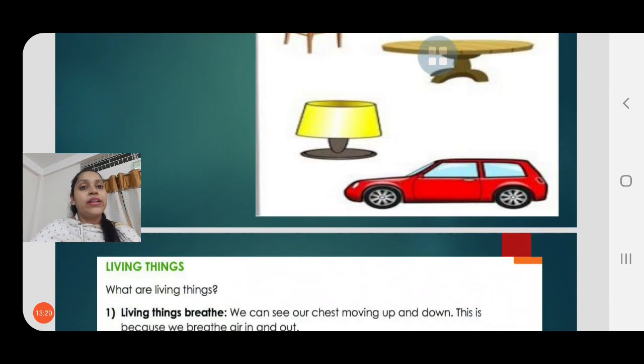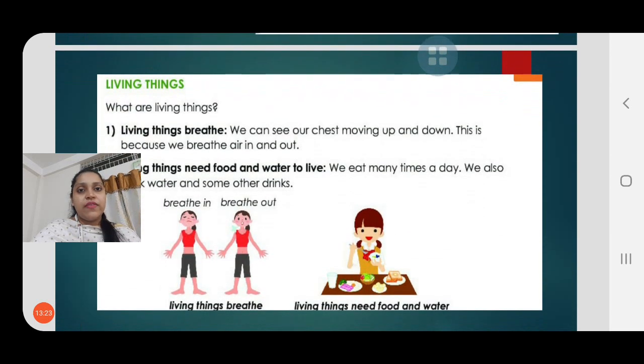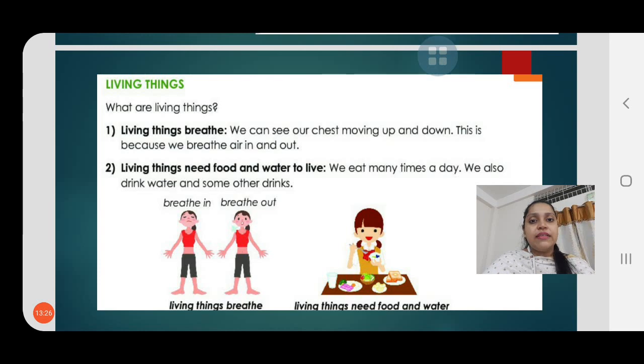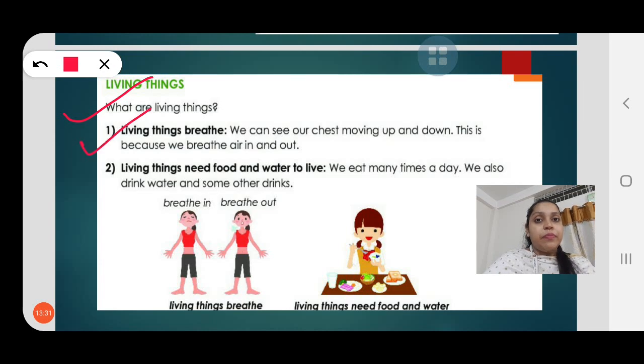Now we'll study what are living and non-living things. Okay, children, so what are living and non-living things? It's given here, children. What are living things? Living things breathe. Okay, so children, things which can breathe, like I am breathing, I am taking the breath in, I am then breathing out. So things which can breathe are called living things. The first very important thing is that things which can breathe are living things.